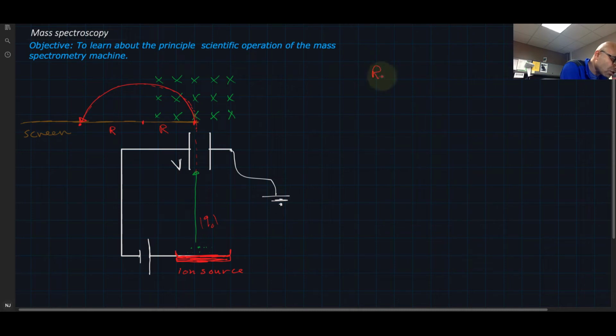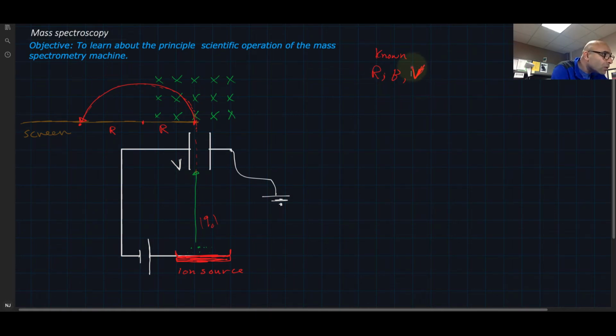So the radius is known. So, known quantities: the radius; the magnetic field, of course, because we create the magnetic field, we know its value; and we also know the voltage V at which these charges were accelerated. And that's good enough. So we know the radius, the magnetic field, and the voltage.